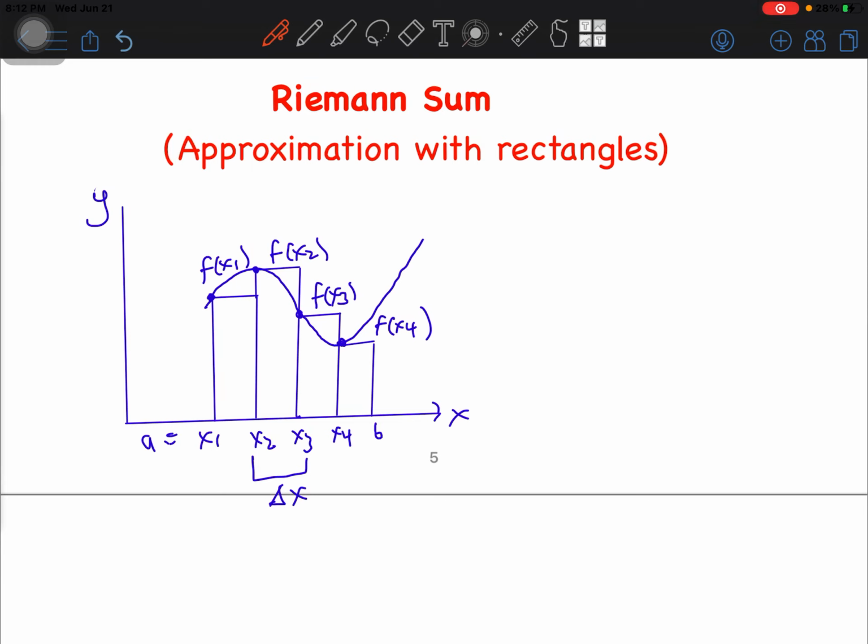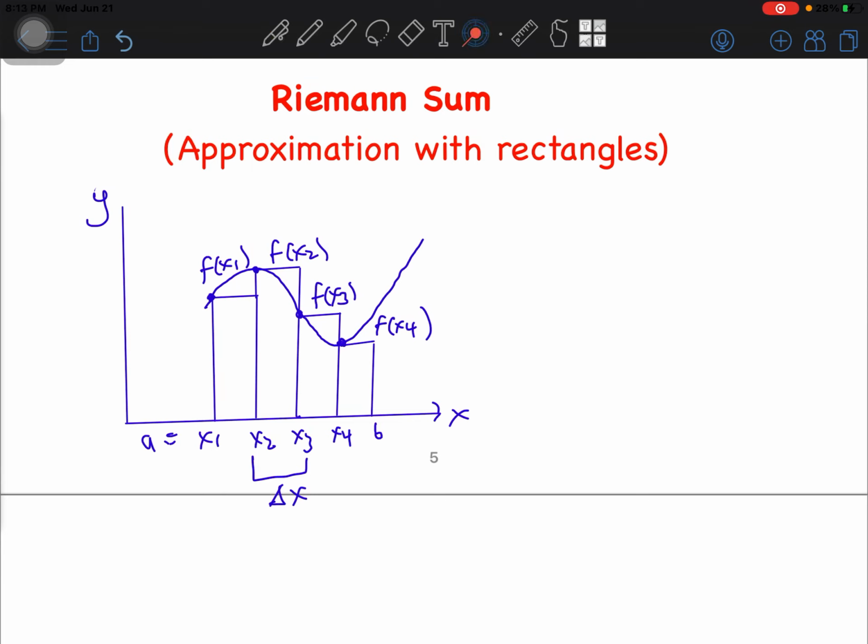Now, this is where we realize that we can use another technique called Riemann summation, which you can also call approximation with rectangles. So today we are going to discuss approximation with rectangles, which is the Riemann sum. Riemann sum is a method that allows us to determine the area under curved graphs.